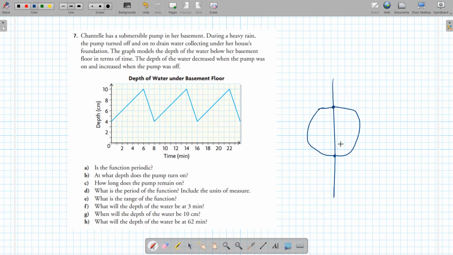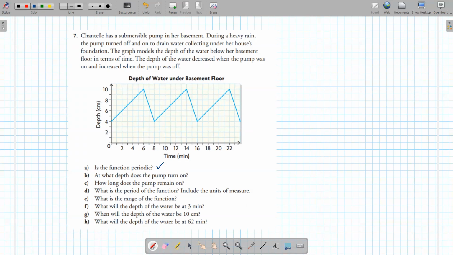This is not a function, even though it has an equation. What's the equation of a circle? X squared plus y squared equals r squared, where r is the radius. That's the equation of a circle. Okay, anyways, let's go back to this question. So this is periodic, easy.